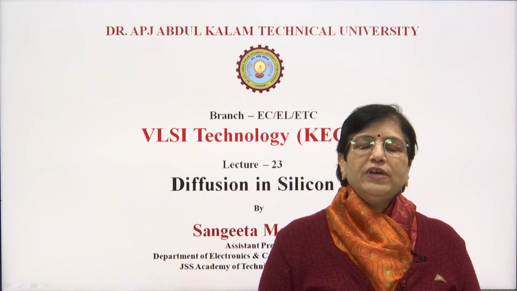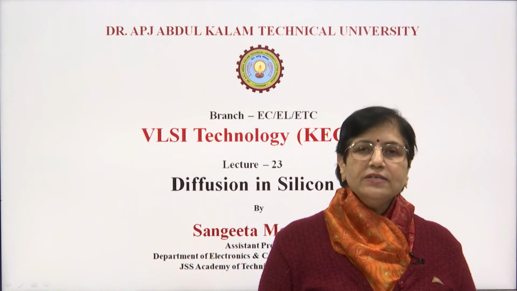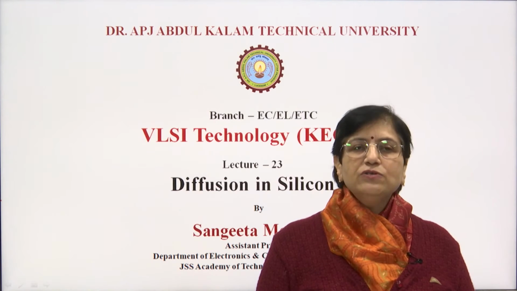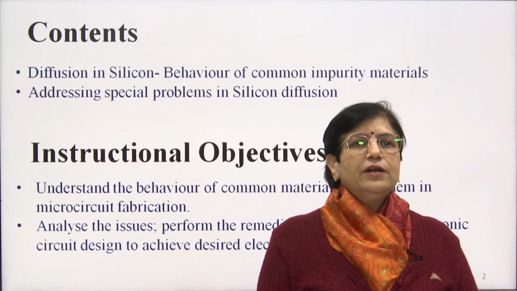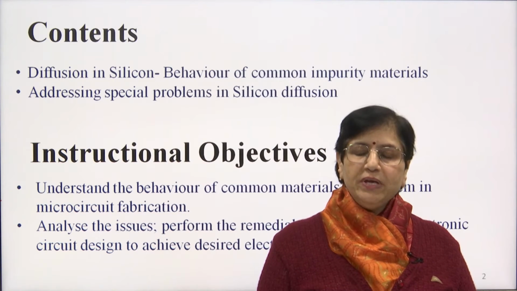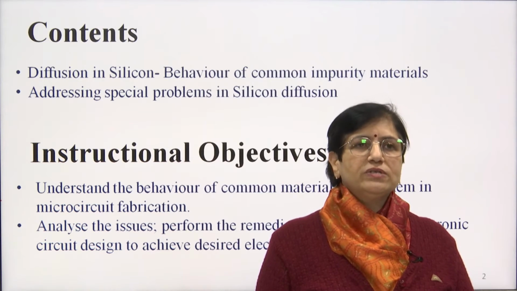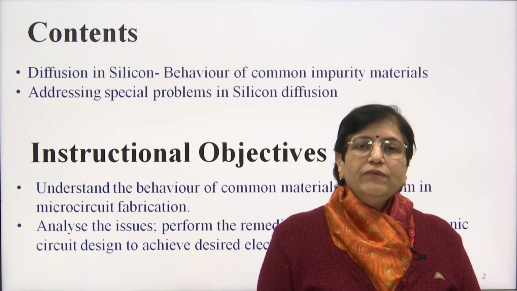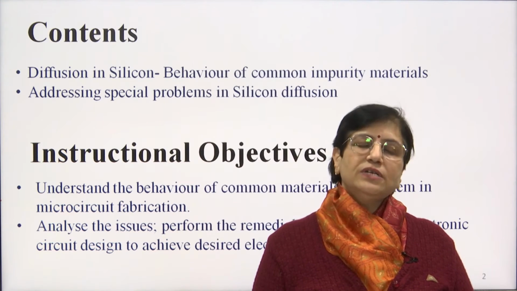In the last lecture, we have seen different dopant species, solid, liquid and gaseous, and we also studied the diffusion furnace. In today's lecture, we are going to study the diffusion in silicon, that is the behavior of typical materials which are being used as a dopant in case of silicon while fabricating the microcircuits. And we are going to study the problems which are encountered while carrying out such diffusions.